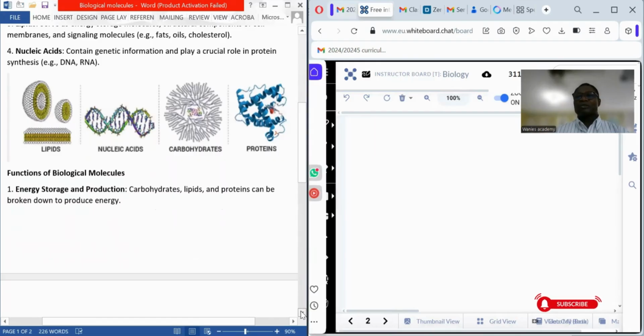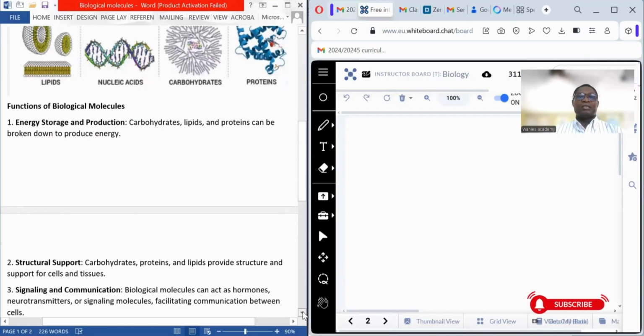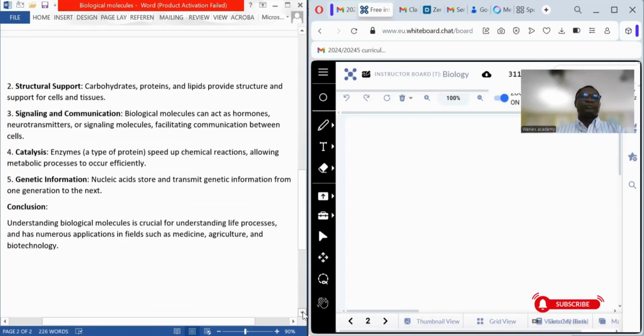Let's see some functions of biological molecules. Energy production and storage. Like I said earlier, carbohydrates and lipids are rich in energy. They provide the body with energy in carrying out various metabolic processes of the body of living organisms. Protein is also a source of energy. So all these biological molecules, carbohydrates, lipids, proteins, can be broken down to produce energy in the body of living cells or organisms.